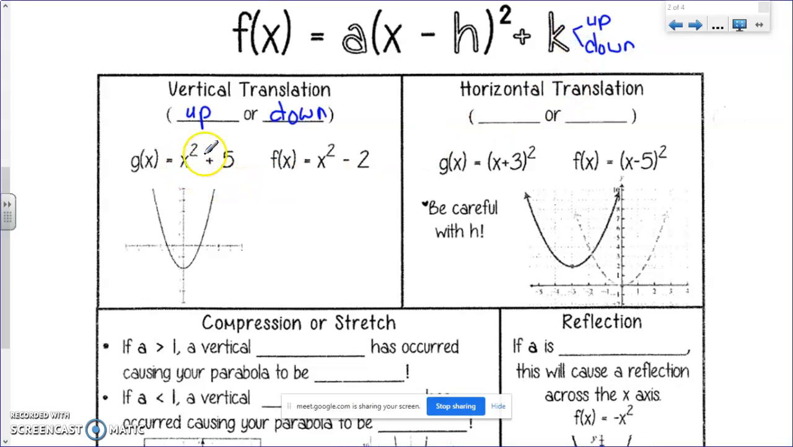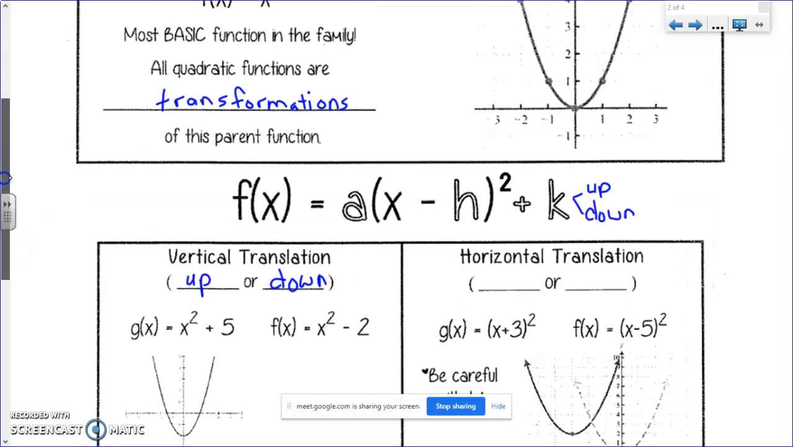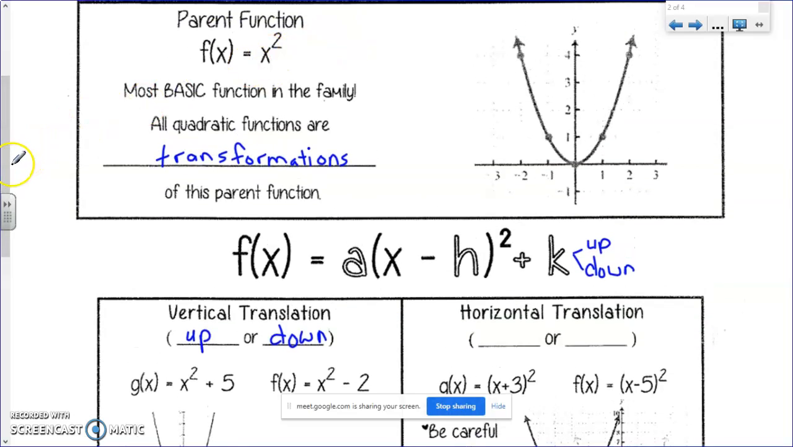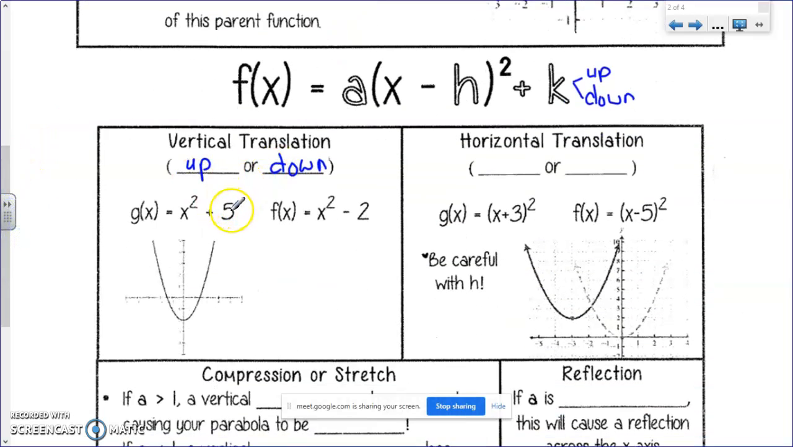Because look right here. Look at the first problem up here. We had x squared, and now we have x squared plus k. See, if it had been h, it would have been in the parentheses, right? So this means if it's plus 5, it's going to go up 5 because it's positive 5. Does that make sense? Okay, this one's negative 2, so that means I'm going down 2. Do you see how to tell that from there?